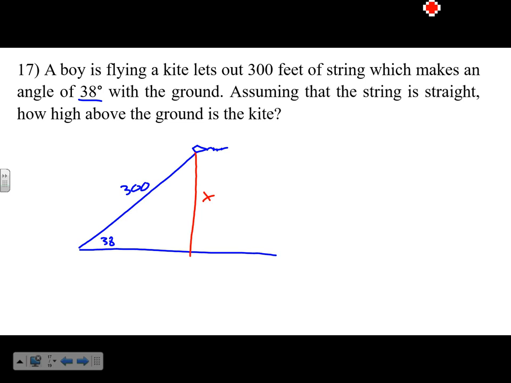So we know the angle now. We know this angle is 38, so we don't use the inverse. We only use the inverse if the angle is what we're looking for. So from here, we know the angle, and we are dealing with the opposite and the hypotenuse, so we're going to use sine again. Sine of 38 is the opposite, x, over the hypotenuse, 300. And now, again, we don't need the inverse sine because we already know the angle. So to solve for that side, we just multiply both sides by 300.